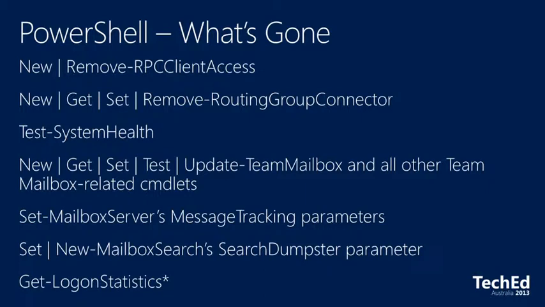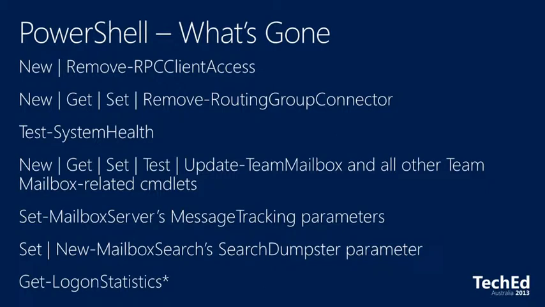Now, most of the things that are now gone from PowerShell refer to features that are gone too. So obviously something like the RPC client access object. We don't use that anymore. We don't need to, because that object was there only for internally domain-joined Outlook clients that were connecting via RPC over TCP. We don't allow connectivity over RPC over TCP anymore, so we don't need that object. Because we don't need the object, we've removed the PowerShell commands that manipulate that object.